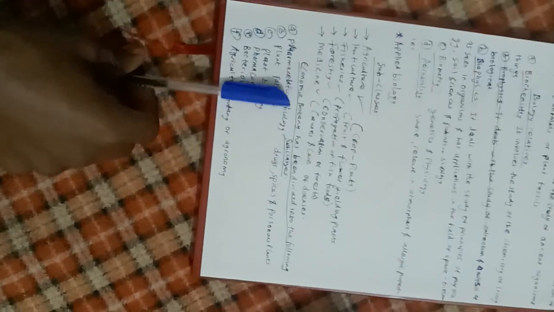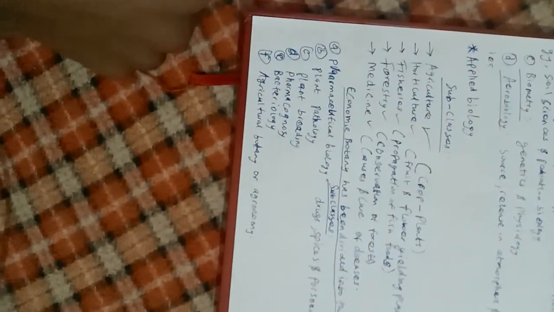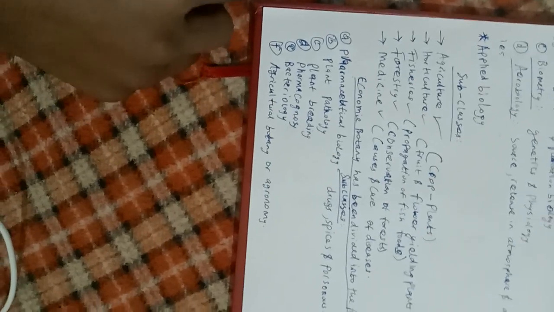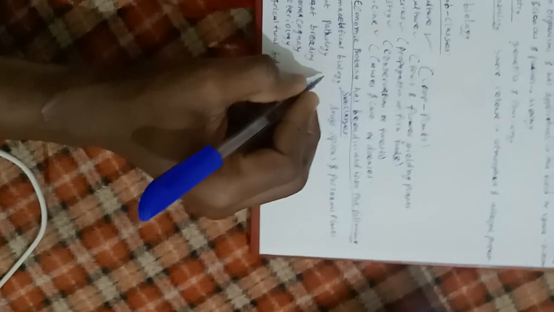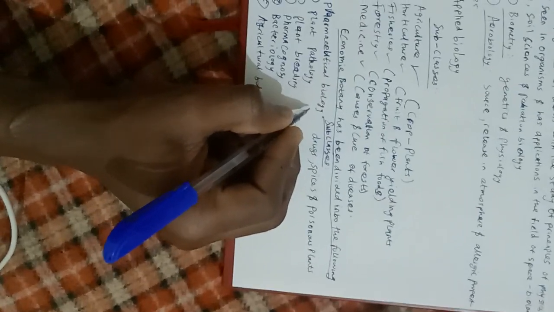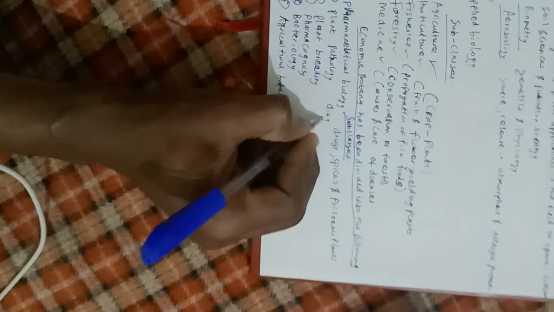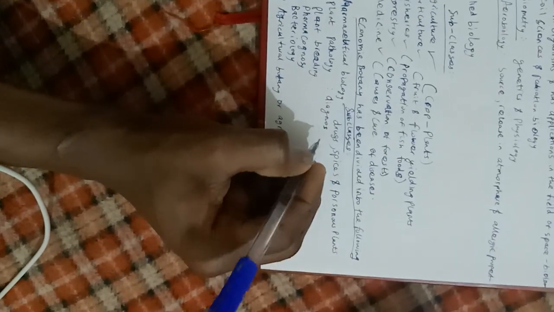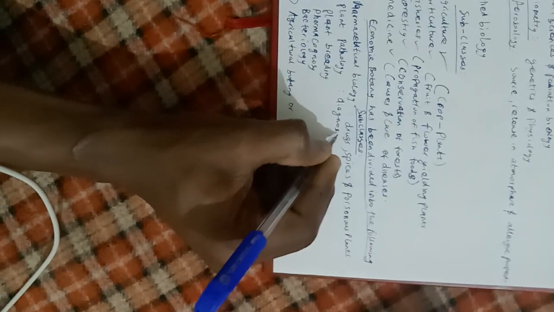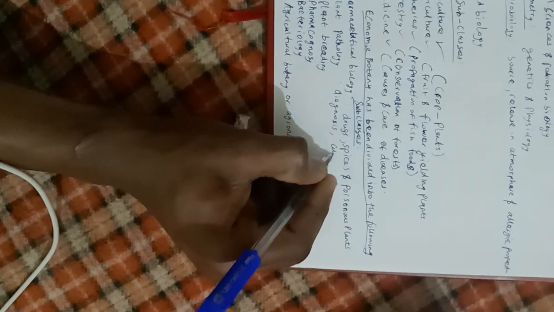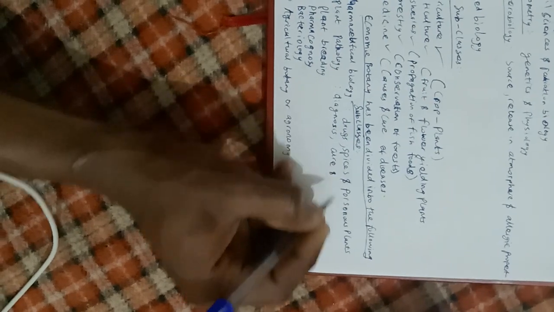Very good. So the next thing is plant pathology. Plant pathology deals with the diseases of plants along with their diagnosis, cure, and prevention. So I'm going to write diagnosis here, cure, and prevention.